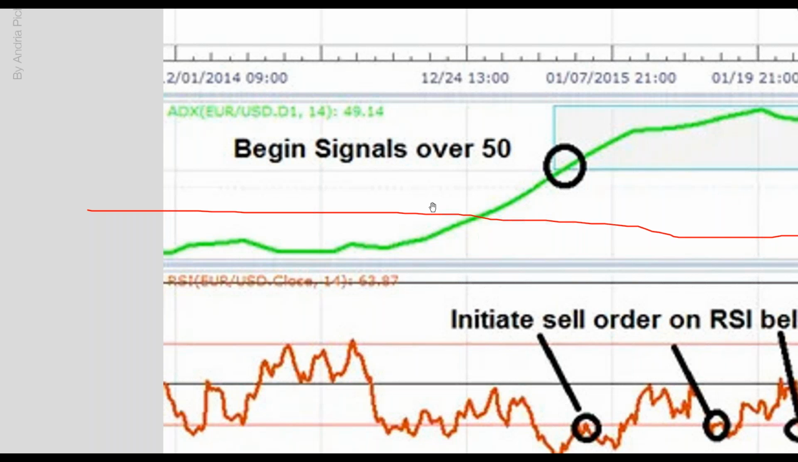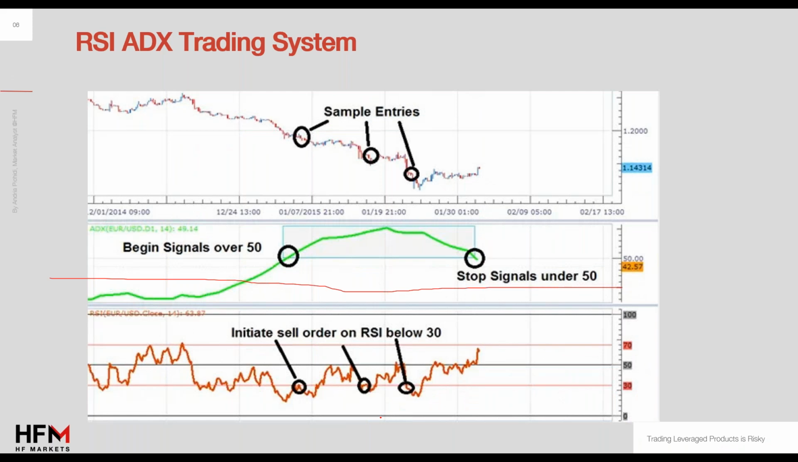So RSI, as you can see, is ranged, right? It crossed below 50 well before we did all this analysis, and it was consolidating around 30, bouncing between 30 and 50.